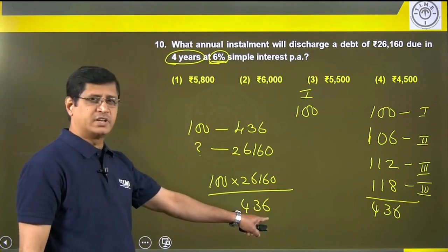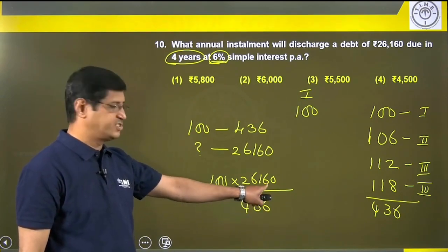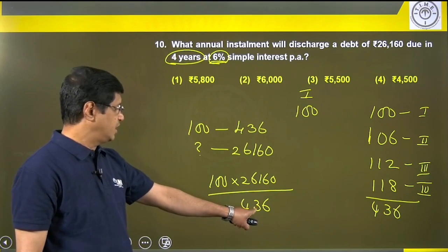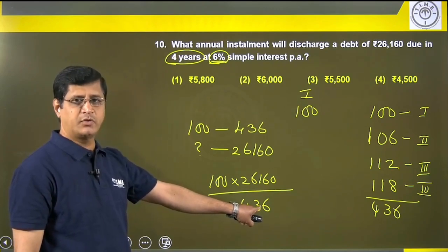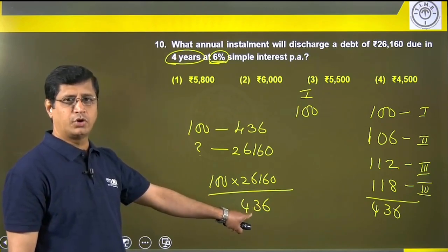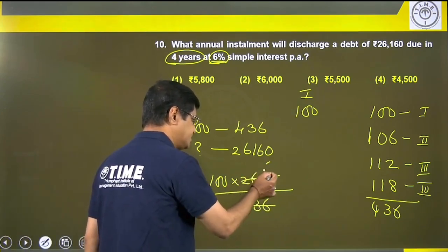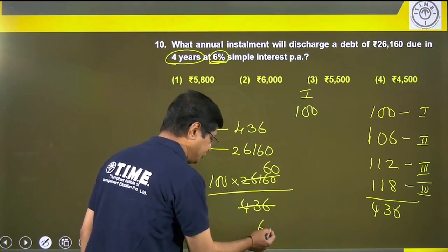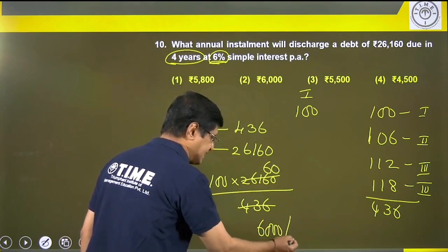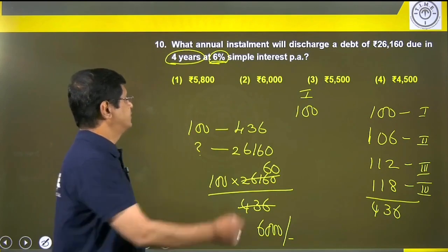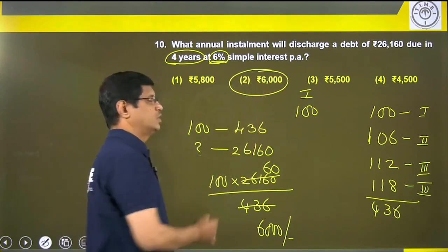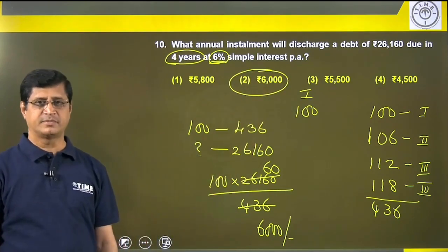6 times of 436. 6 times of 6, 36. 3 carry forward. 3 into 6, 18 plus 3, 21. 2 carry forward. 6 into 4, 24 plus 2, that is 26. Here it goes exactly 60 times. So what is the annual installment? That is 6,000 rupees. Answer choice option 2. Second choice is the right answer. Okay.